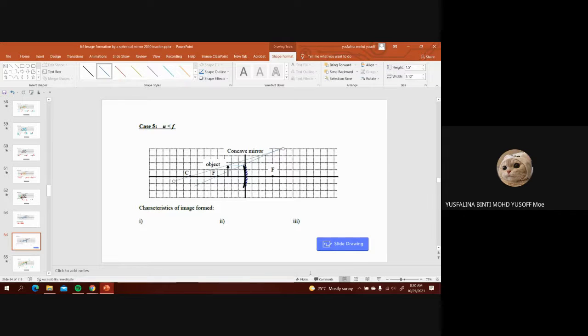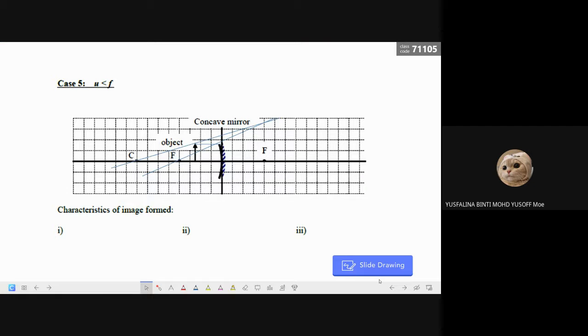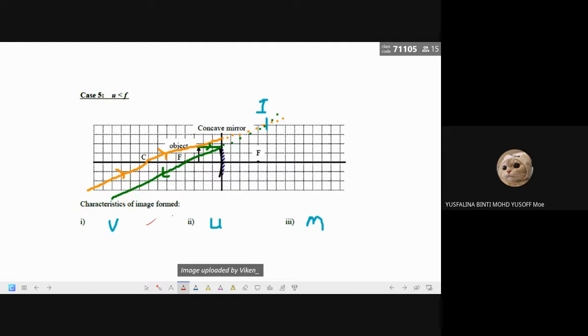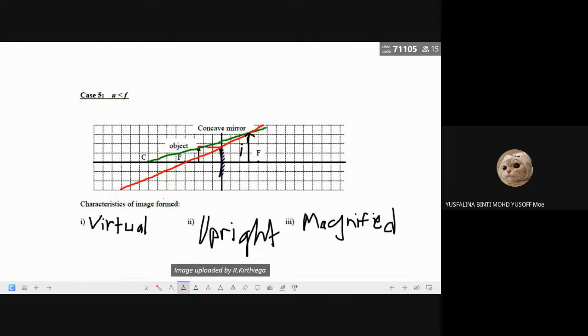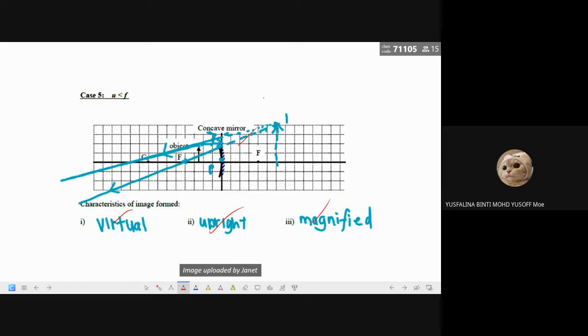Okay, so let's see the image. This is the image. The image is virtual because it's not on the same side as the object. Virtual, upright, and magnified.